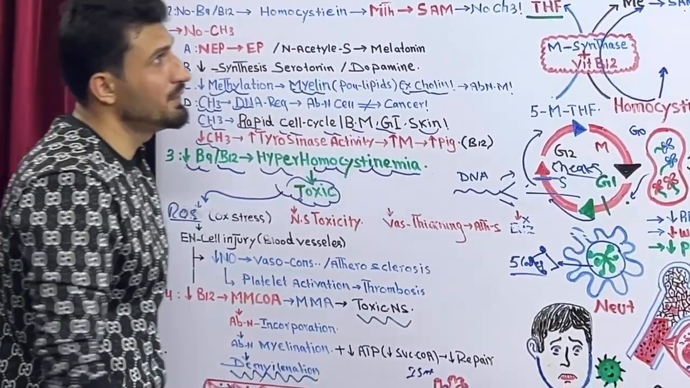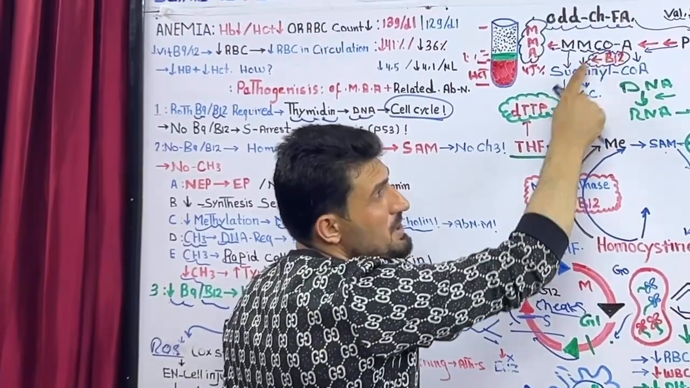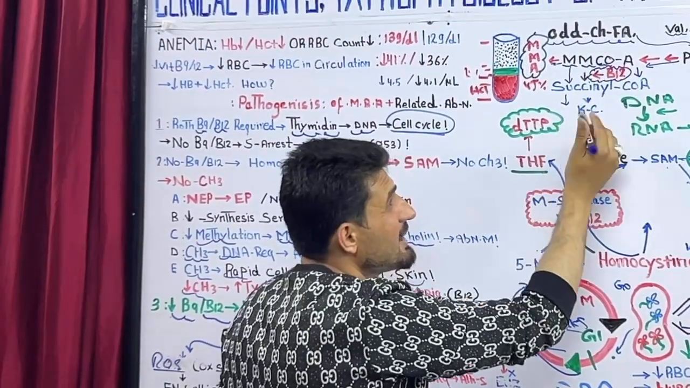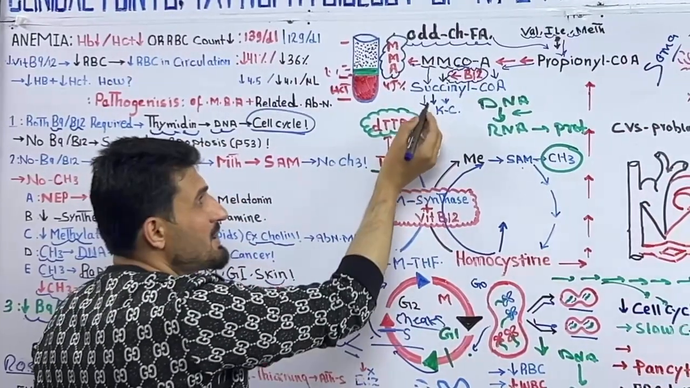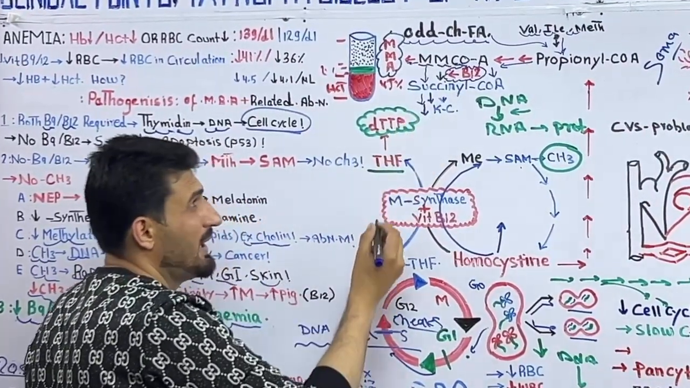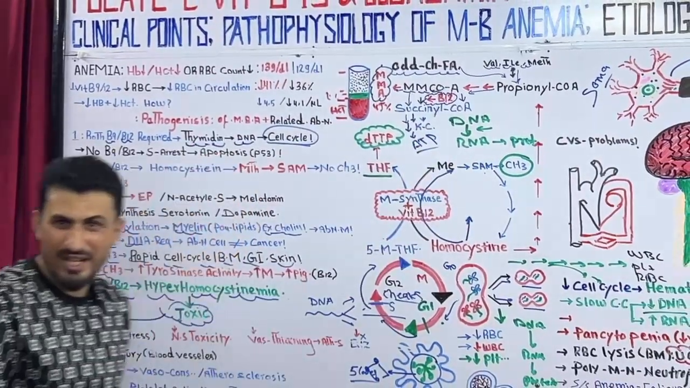Plus, listen to me carefully, if I don't convert methylmalonyl CoA to succinyl CoA, it means I'll have less succinyl CoA, and due to the lack of succinyl CoA, I cannot produce enough ATP, or energy, in the Krebs cycle.